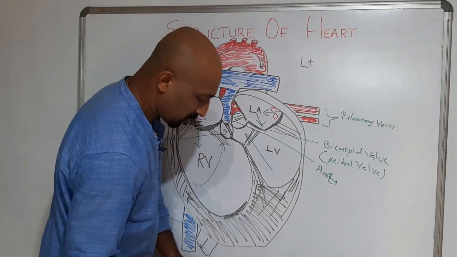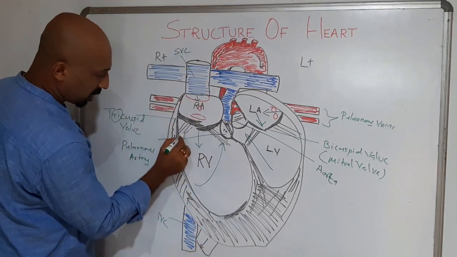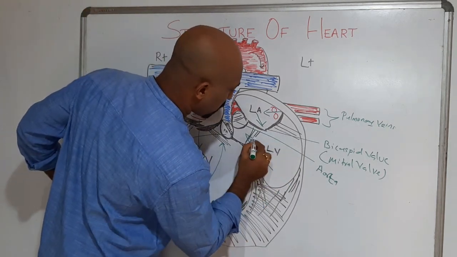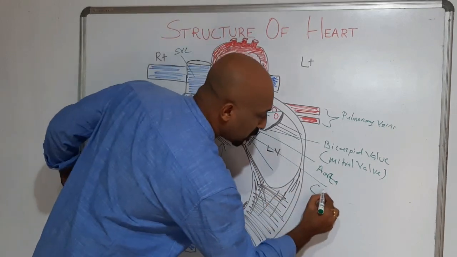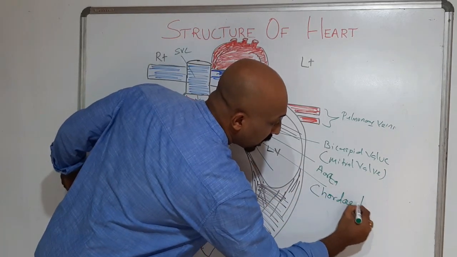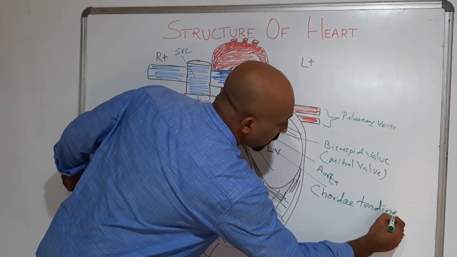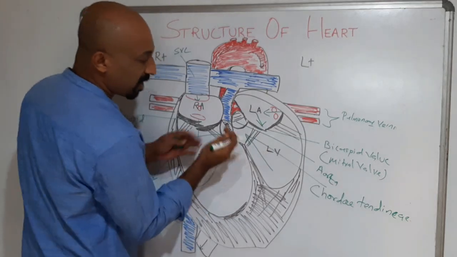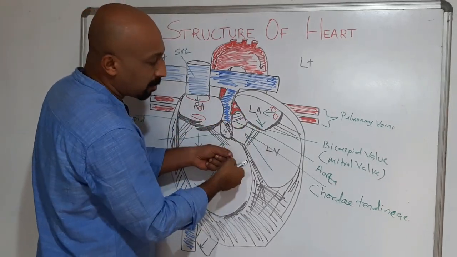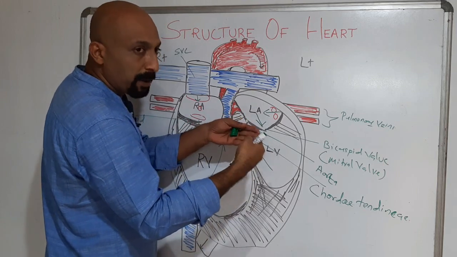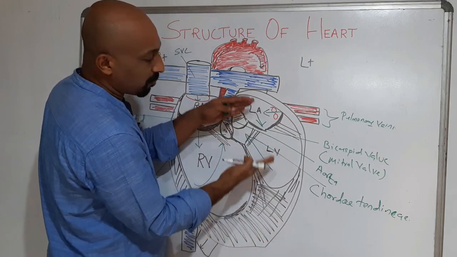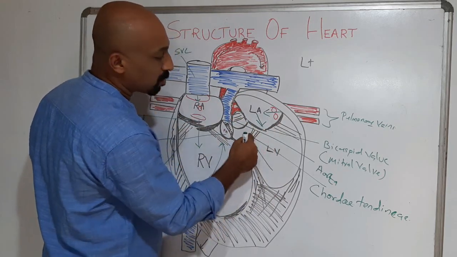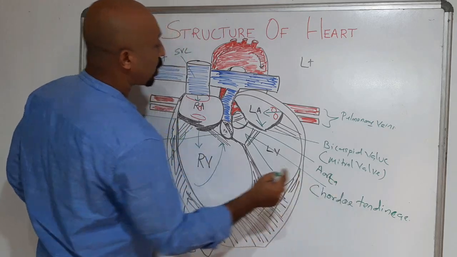So there are a few other structures. I drew thin strands of structures here on both sides. This structure is called the chordae tendineae. Chordae tendineae are the thin strands, like a rubber band, which make an opening and closing. According to the pressure difference, they open like strands and always push and pull the valves. So that is what we call the chordae tendineae.